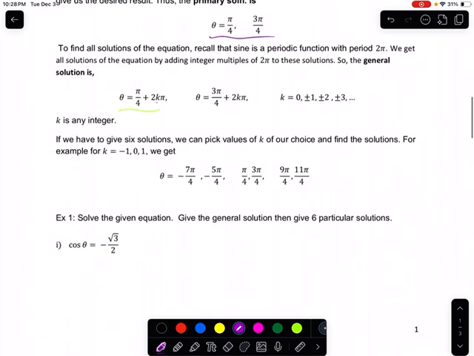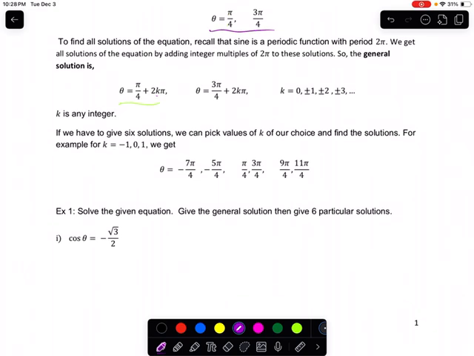So as I was just saying, if we have to give 6 solutions, we can pick values of k of our choice and find the solutions. For example, for k equal to -1, 0, 1, plug in these values in the first general solution, and then plug them in the second general solution, and we end up getting 6 values. Some are negative, some are positive, so a good mix. Could we have taken k equal to 1, 2, 3 instead? Yes, you can do that.